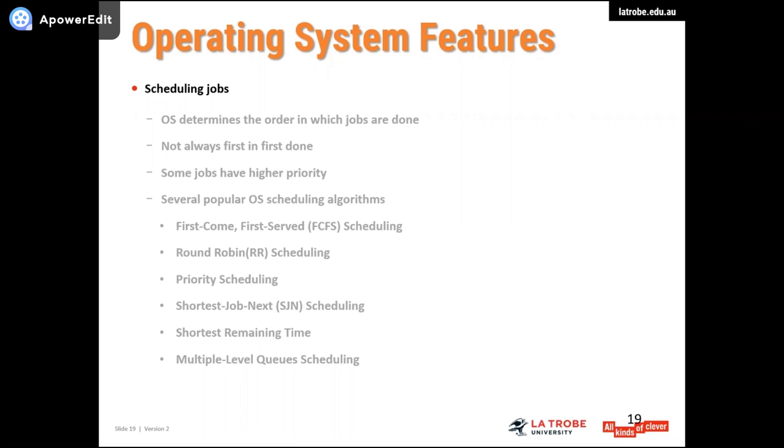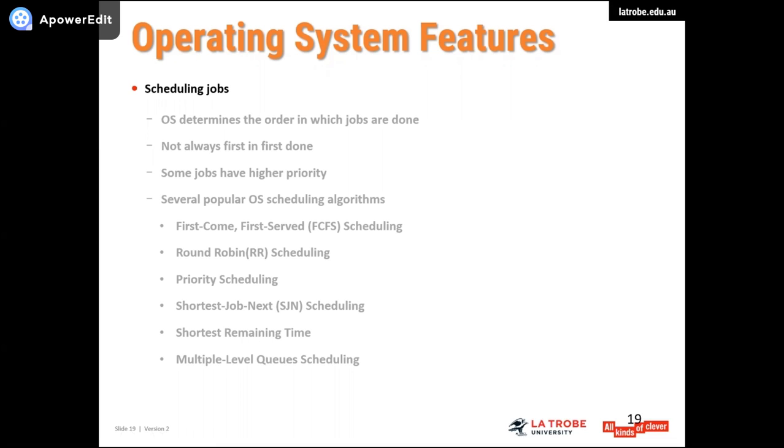Next is the shortest job next. Since we have many tasks or jobs running in the system, different jobs have different requirements for resources. If a job has the smallest or shortest resource requirement, our OS will give the resource to this shortest job. That's called the shortest job next.